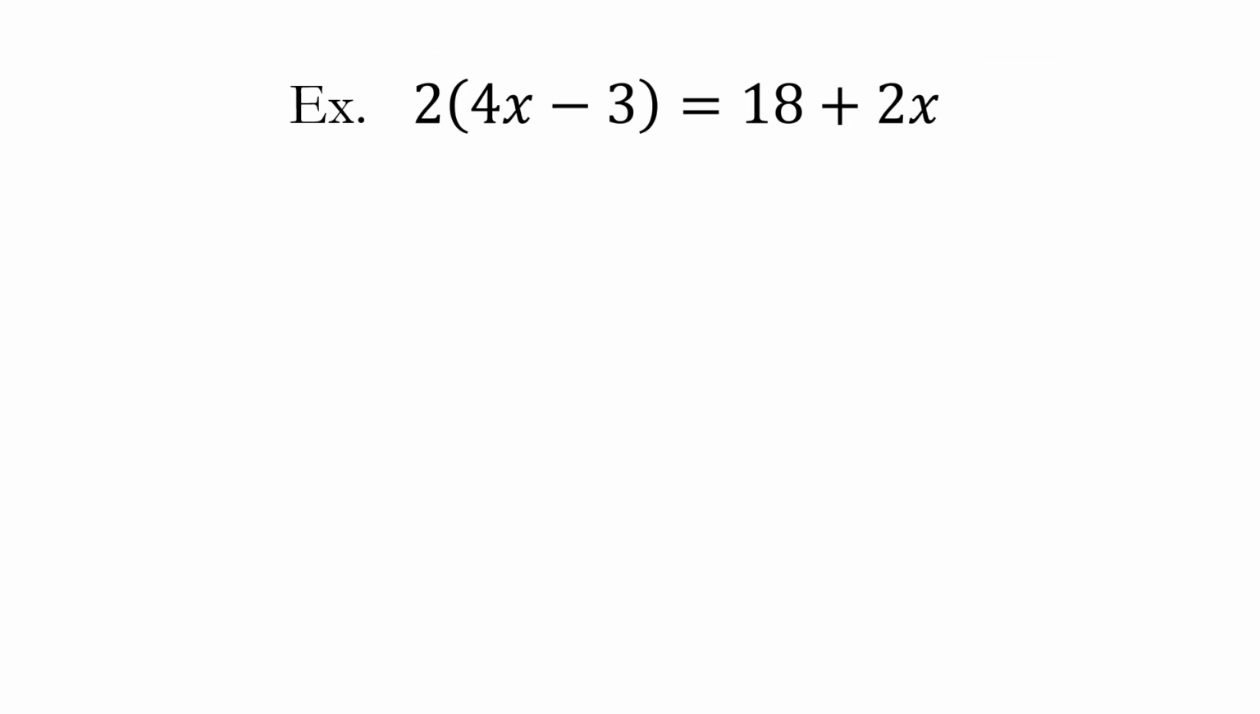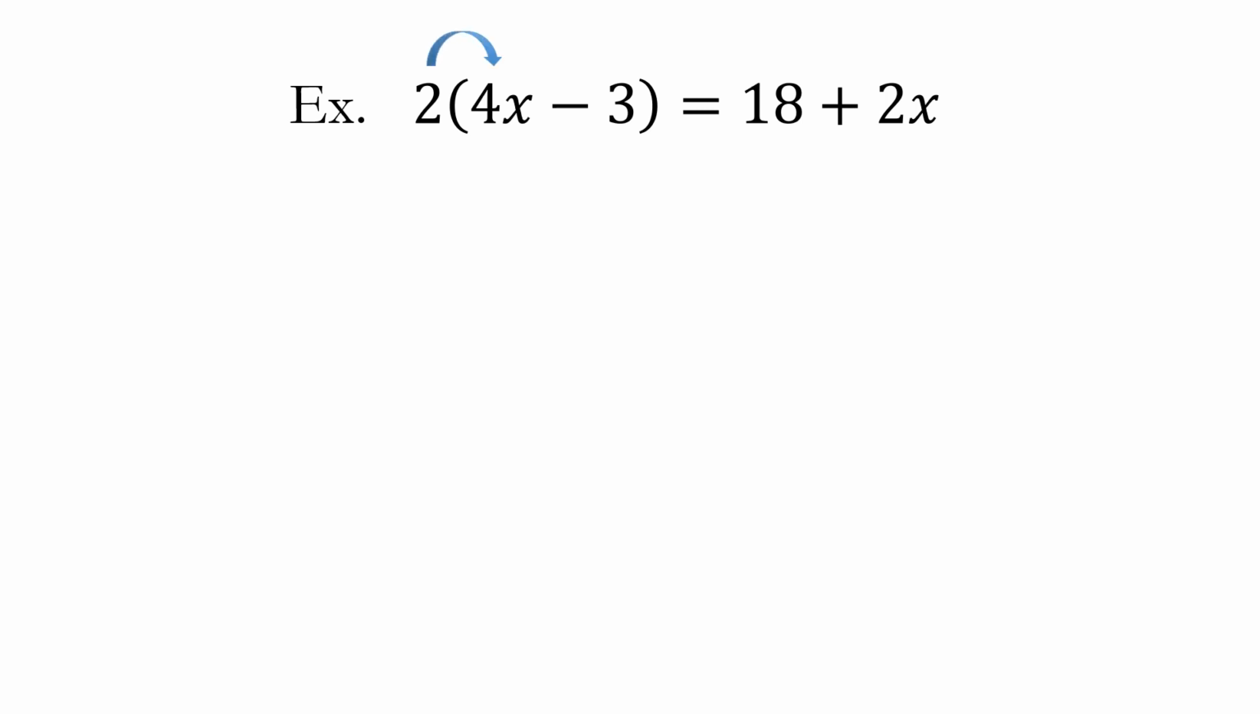Two times the quantity of 4x subtract 3 equals 18 plus 2x. The first step is to simplify each side of the equal sign. If we look at the left side of the equal sign, we have 2 multiplying by the quantity of 4x subtracting 3. We're going to use our distributive property to distribute that 2 to the numbers inside of the parentheses.